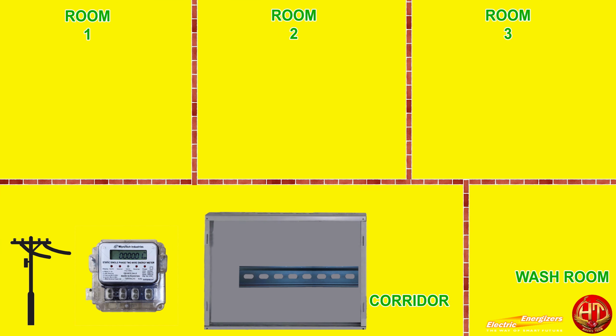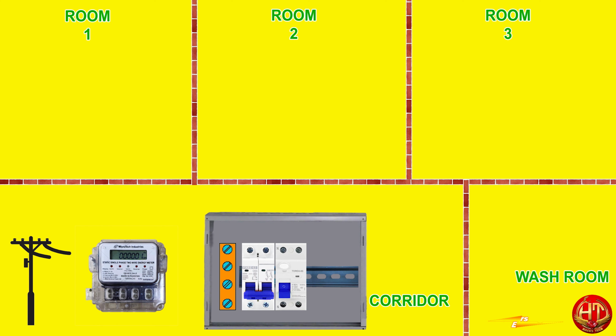In the distribution box we need to install the bus bar and a 2-pole MCB, miniature circuit breaker, an RCB, residual current circuit breaker, and 3 single pole MCBs, miniature circuit breakers, one for each room. Here note that you need to install a separate single pole MCB for each room. In the next videos, I will explain the purpose and working of these MCB and RCB.